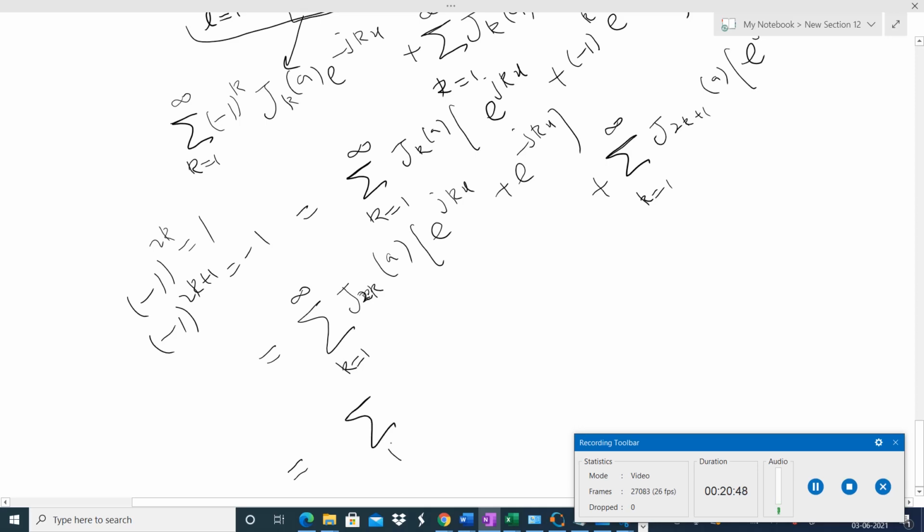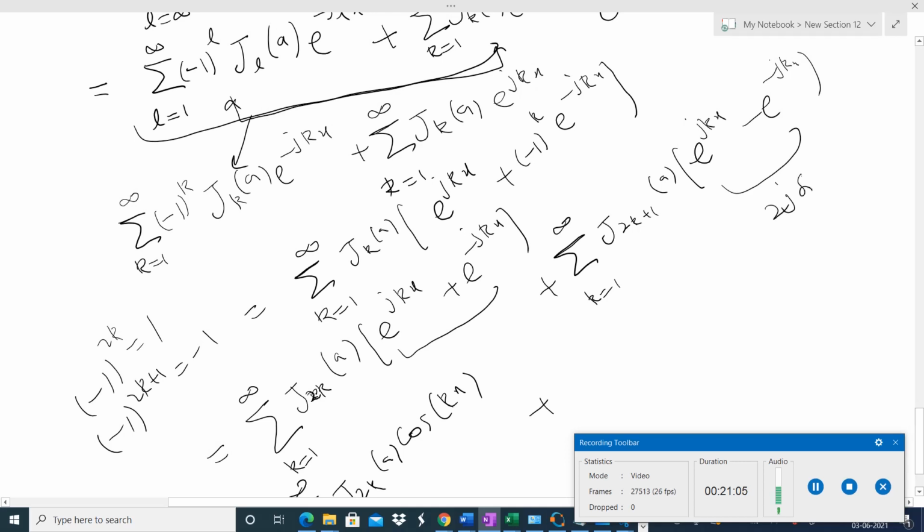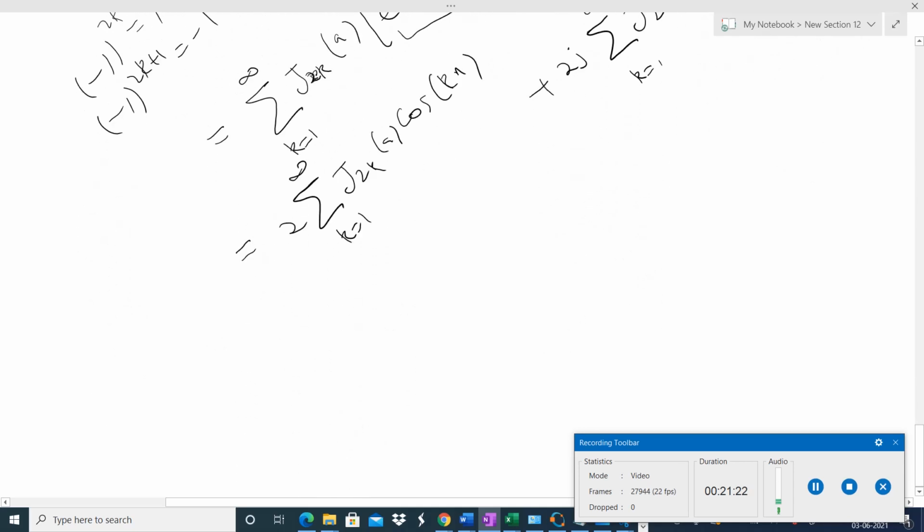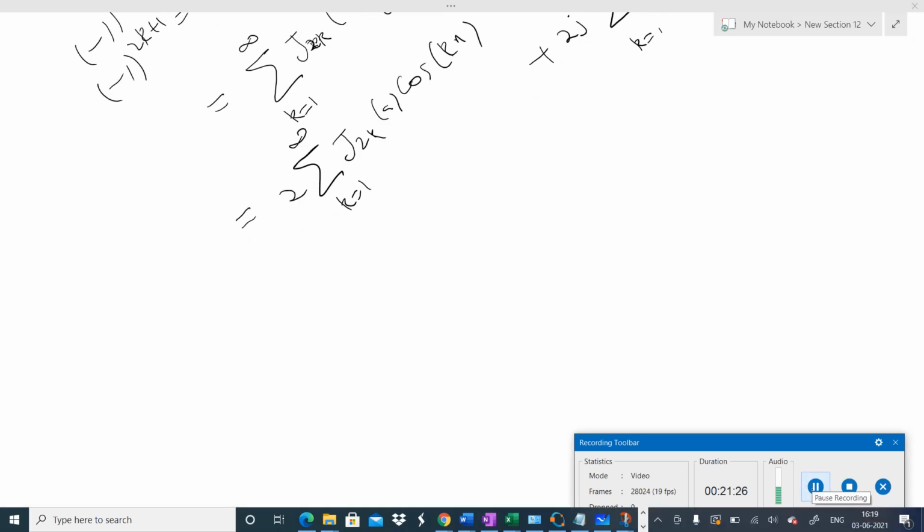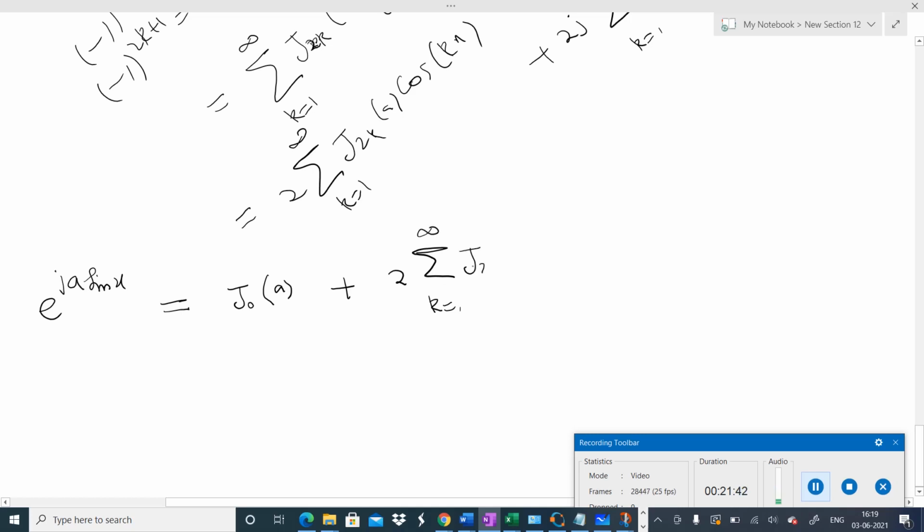And you know this will be 2 times cos, so 2 times J2k a cos of kx plus, and this one will be 2j sine of kx. Okay, so it will be plus 2j summation k equal to 1 to infinity J of 2k plus 1 of a sine of kx. So hence our overall series, to recall what we are trying to prove, is e to the power j a sin x. This was our original series. This is now equal to this whole thing, that is J naught of a plus 2 times summation k equal to 1 to infinity J 2k of a cos of kx and the next term sine.